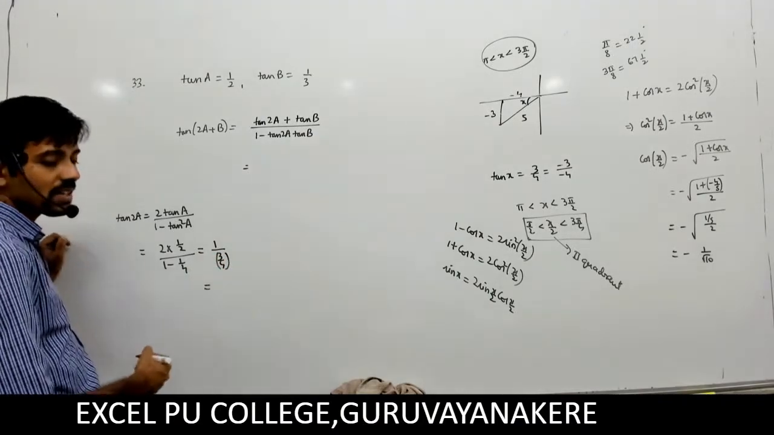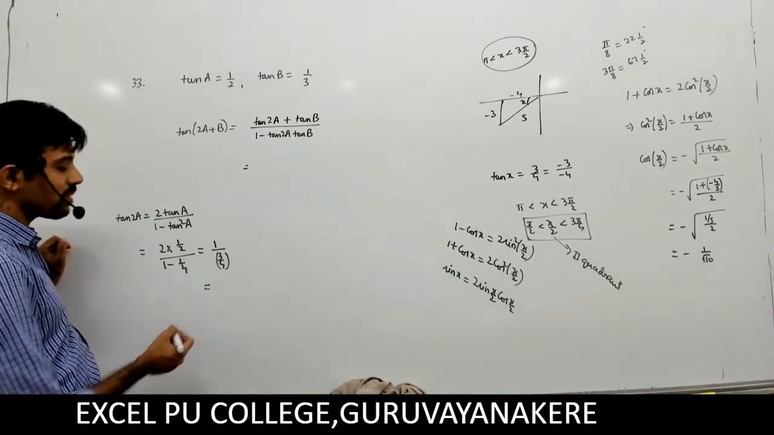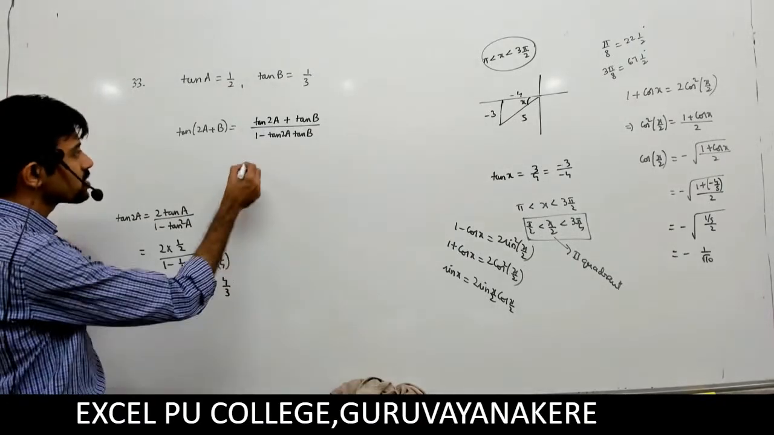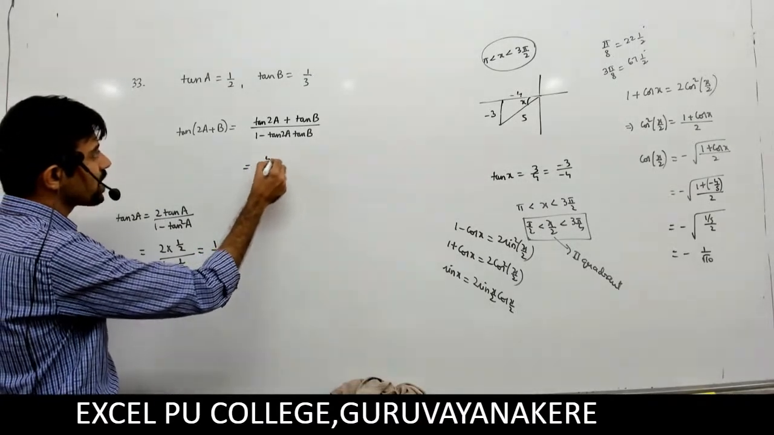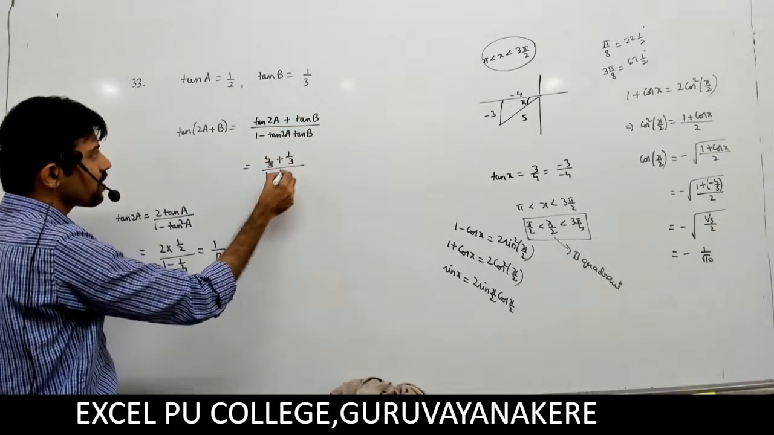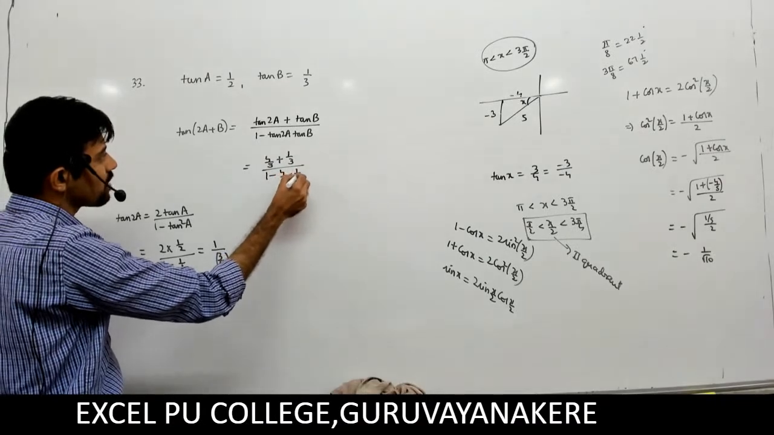All these things will work, correct? 1 divided by 3 by 4 is 4 by 3. So substitute here. Tan 2a is 4 by 3. Tan B is already given as 1 by 3. Divided by the denominator, 1 minus 4 by 3 into 1 by 3.